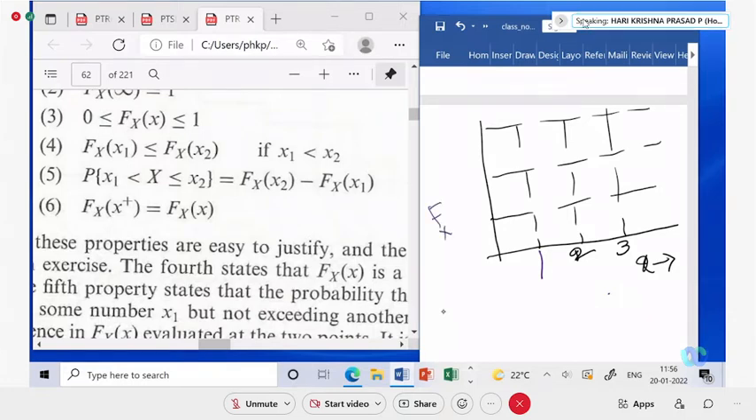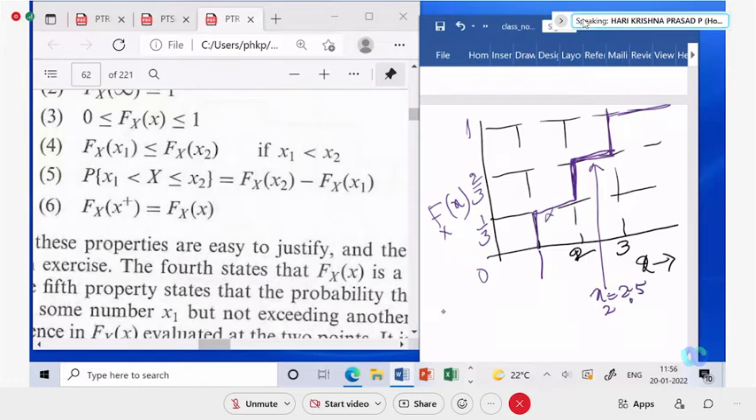Distribution function, let me plot. This is 1/3. This is 2/3. This is 1. At x equal to 1, this is the probability. X equal to 2, again 1/3. X equal to 3, again 1/3. Now x2 is 2.5.